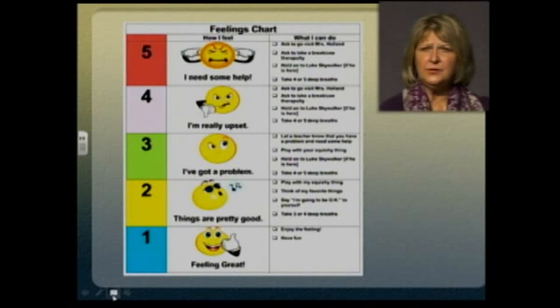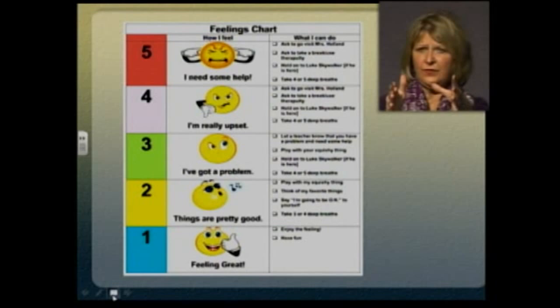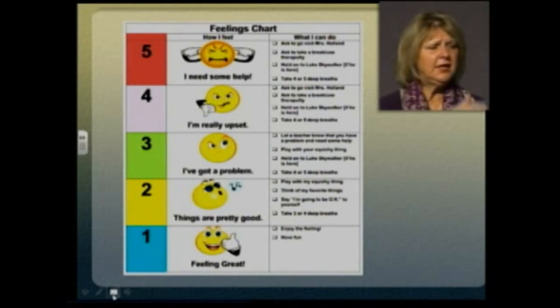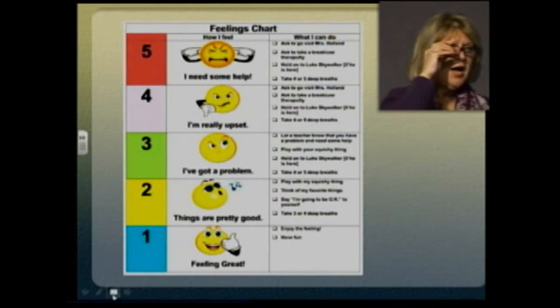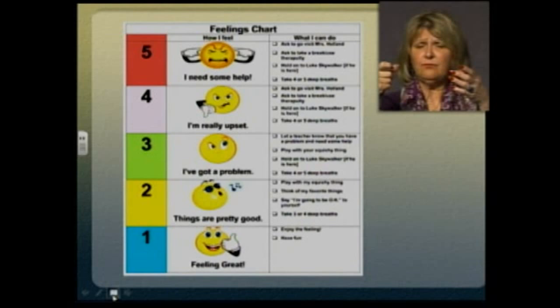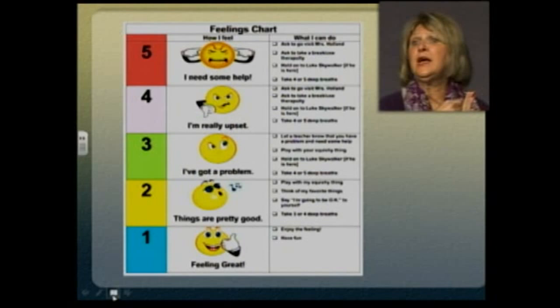What can you do? And this is actually sitting down with that student and going over it during a calm time. What can you do to get from a 5 to a 1? Well, he came up with some of these strategies himself. I can go to Mrs. Holland. Well, Mrs. Holland was the counselor, so we wrote that down. I can ask to take a break. Well, we had some break cards for him, so he could take a 5-minute break, a 4-minute break, a 3-minute break. He could choose how long it was. He could ask for his therapy.